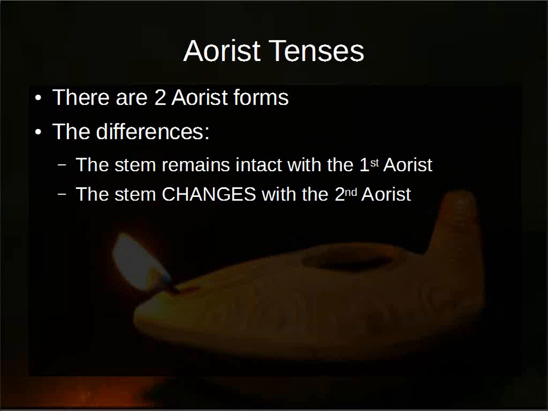Let me add another thing about the second aorist, and then I'll show you examples of what these forms look like. Another point about the second aorist is this: the second aorist also takes imperfect endings. The imperfect tense, it takes those endings.